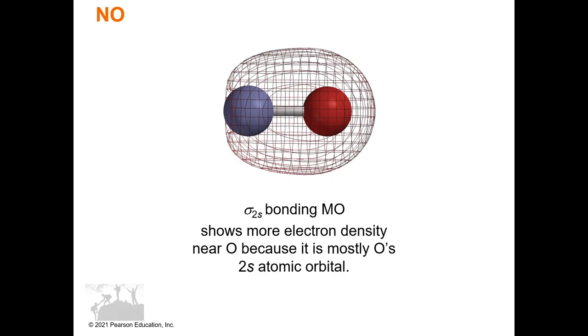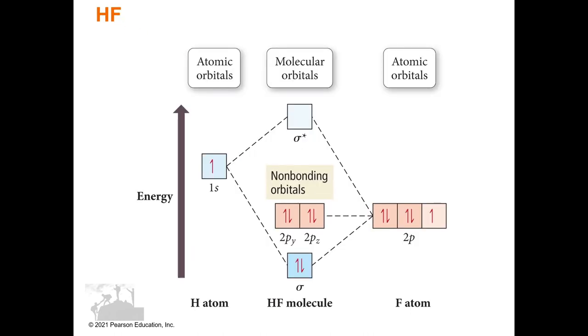When we look at this electron density map of NO, we'll see that most of the density is around this oxygen. And that's because oxygen contributes most to the sigma 2s bonding orbital. Remember that fluorine is the most electronegative element, so its atomic orbitals are going to have very, very low energy levels. So here you could see, we don't even see 2s in the picture because it's so low in energy. The fluorine atom would contribute atomic orbitals found in the 2p subshell.